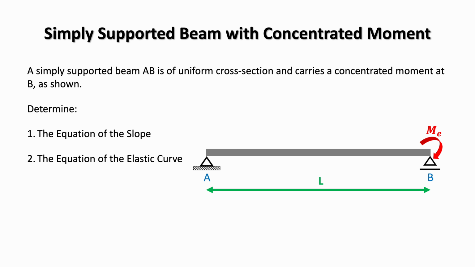Our task is to determine two things: the equation of the slope along the beam and the equation of the elastic curve. This example is short, but it's a really useful one for exams because the loading is not a force, it's a pure moment, which means the bending moment diagram has a different character to the cases with point loads or distributed loads. We will follow the same double integration framework as before.